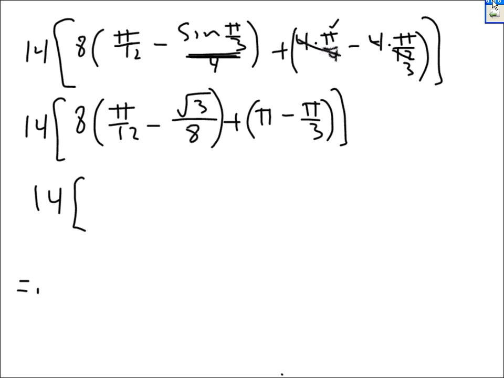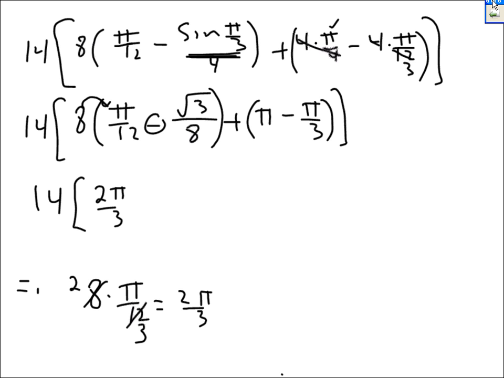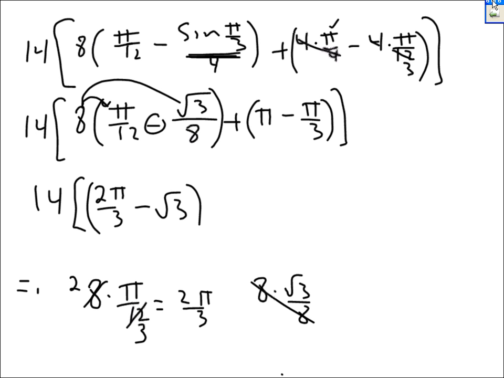1/4 times everything. Well, 8 times this. 8 times pi over 12. 4 goes in here 2 times. 4 goes in here 3 times. You get 2 pi over 3. Okay? 2 pi over 3. Minus 8 times that. The 8's will cancel. You just get square root of 3. Plus pi minus pi over 3.